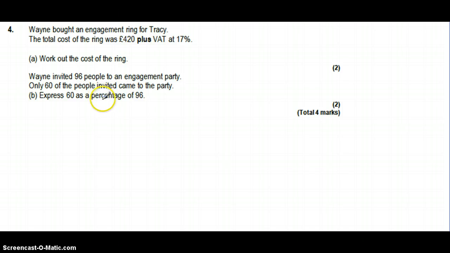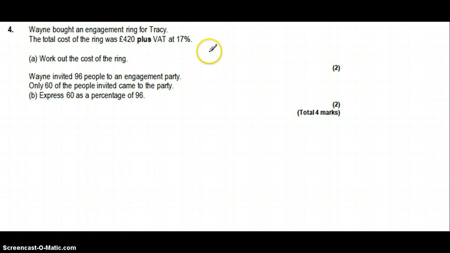Hi there, this is question 4 of a test my Year 11 class did, and it's a percentage question. There's a couple of parts to it, and the first part asks us to consider the fact that Wayne bought an engagement ring for Tracy. The total cost of the ring was £420 plus VAT. I'll let you decide whether that is expensive enough, Tracy.